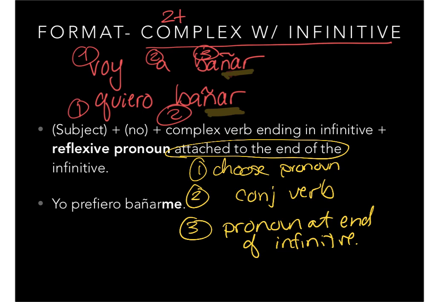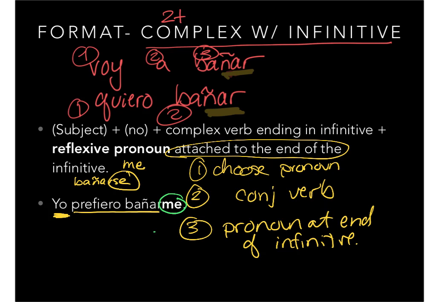So here's our example. Our verb was bañarse. So our subject is yo. So step 1 is that we know that this se has to be a me. Step 2, conjugate your verb, prefiero bañar. Step 3 is take the right pronoun for yo, the me, and add it to the end of the bañar.